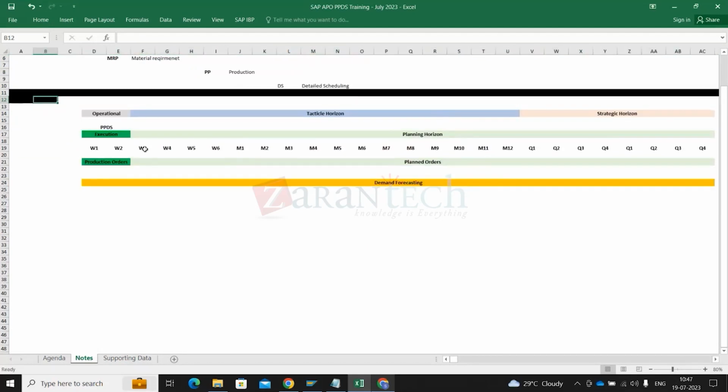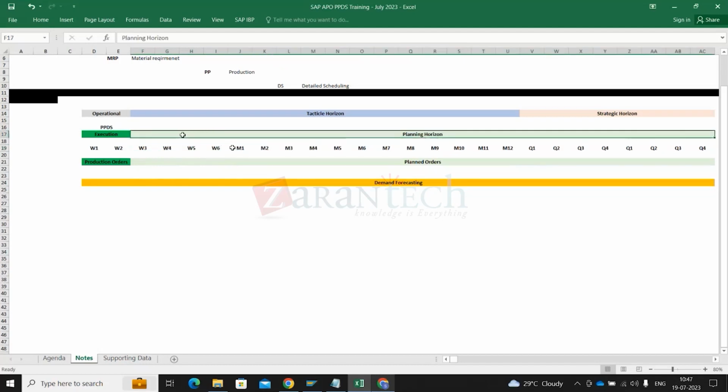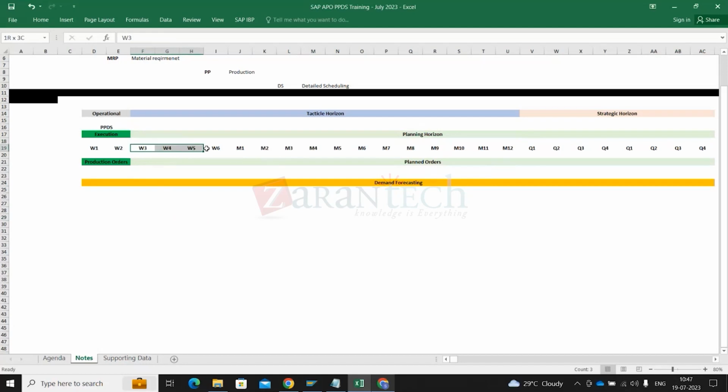So in this case, the supply planner would be playing his role. But 12 months is not always the tactical horizon. Sometimes people keep it as week 3 to 6. They want to take action only for these 4 weeks, because they have a very short lead time. Even if the sales order arrives in week 6, he would be able to accommodate it in the previous 3 weeks, if a sudden sales order comes. So sometimes customers keep just 4 weeks as the tactical horizon, and sometimes they keep 6 months.